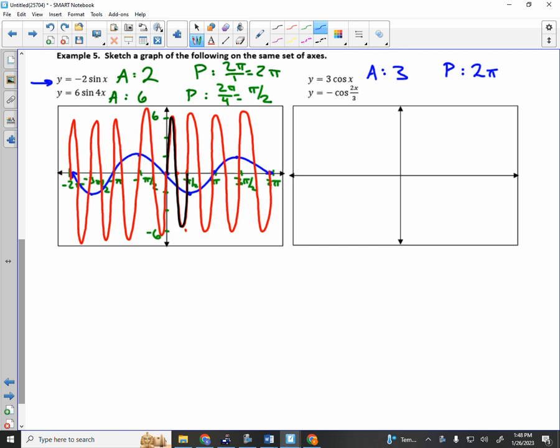And then I have y equals negative cosine of 2x over 3. What is the amplitude for this one? 1. And what is the period? It will be 2 pi divided by what is the number in front of x? 2 over 3. 2/3 is the number in front of x. I multiply by the reciprocal, 3 over 2, and you can see the 2's are gone. I get 3 pi.